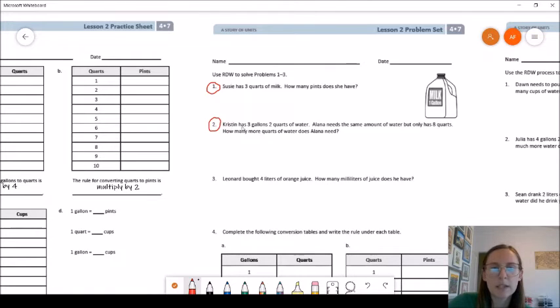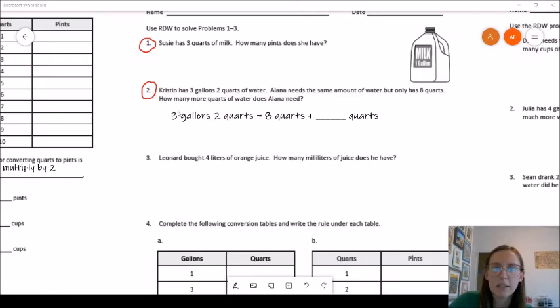Question 2, Kristen has 3 gallons, 2 quarts of water. Alana needs the same amount of water but only has 8 quarts. How many more quarts of water does Alana need? So we're going to have to do some unit conversions. Here is the 3 gallons, 2 quarts that Kristen has, and then Alana has 8 quarts, and we're trying to figure out this missing part of how much more she's going to need to have the same amount as Kristen.